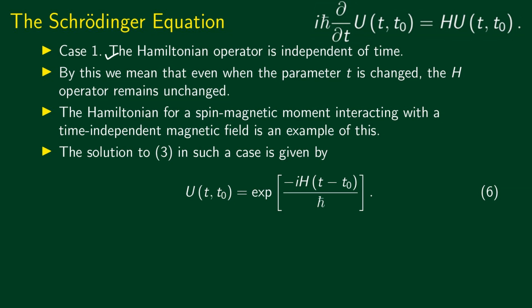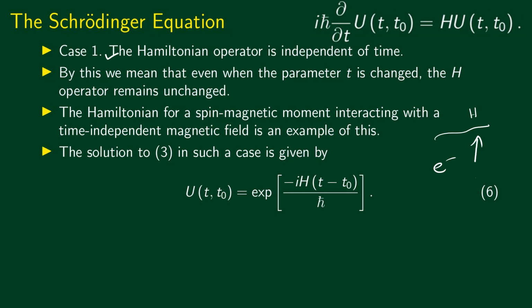For example, you could think of an electron in a magnetic field. We know that electrons have spin and they have spin magnetic moment, which means that the spin magnetic moment will interact with the external magnetic field. Now, if the magnetic field does not change with time, then the interaction does not change with time, and in such a situation, the Hamiltonian will be independent of time. The Hamiltonian will not depend on time.